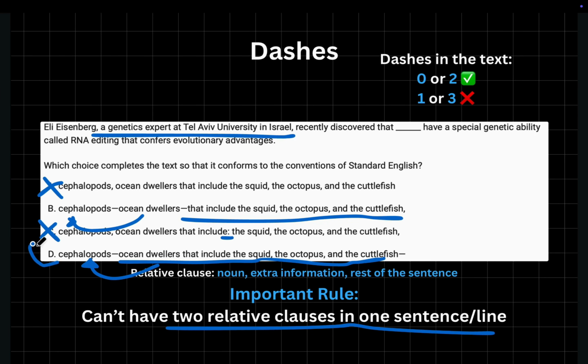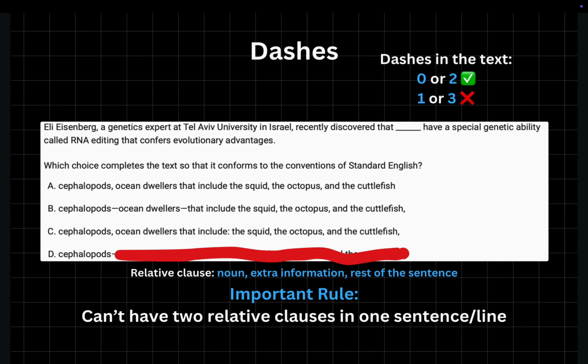And even if you remove the non-essential information and try to read it without it, it would still make sense. So, Eli Eisenberg, a genetics expert at Tel Aviv University in Israel, recently discovered that cephalopods have a special genetic ability called RNA editing that confers evolutionary advantages. Did you see? It naturally flowed. That's why choice D is correct.